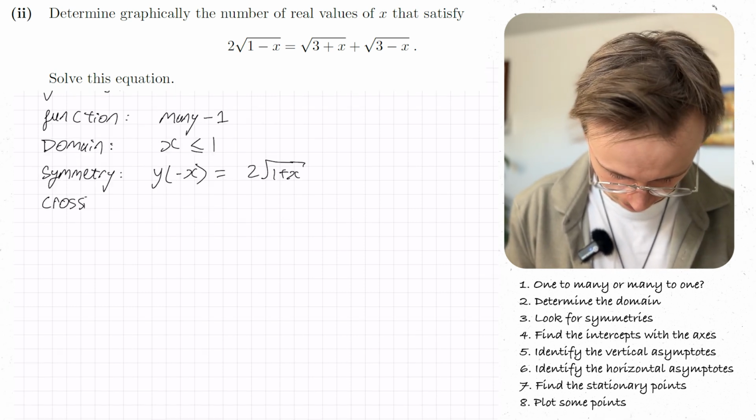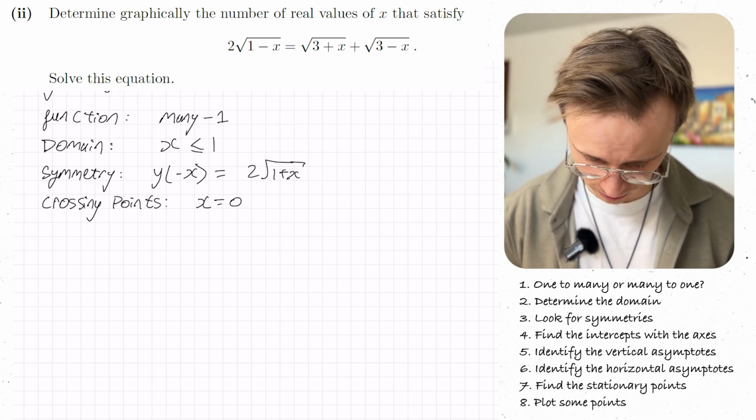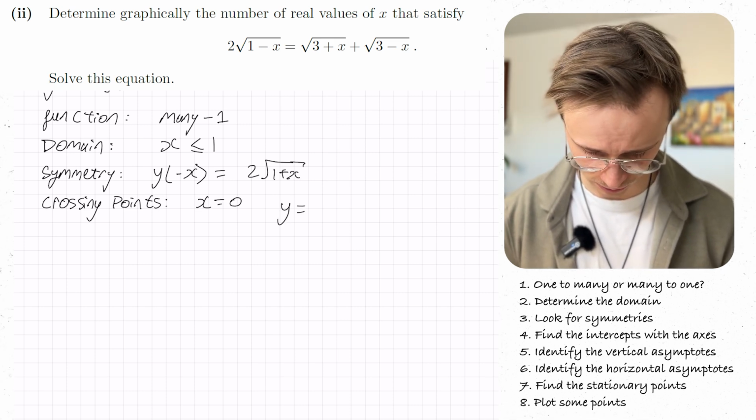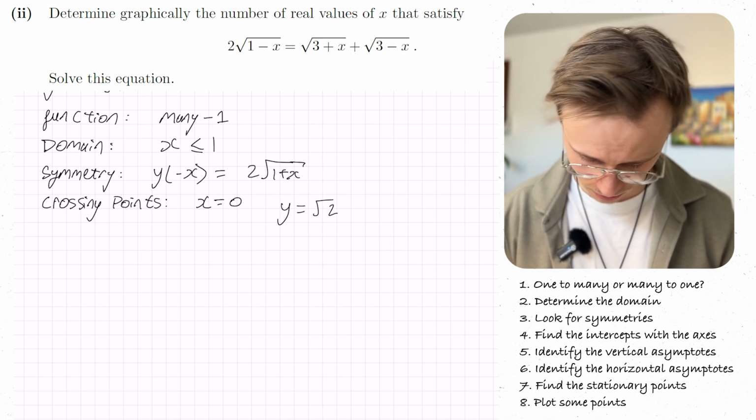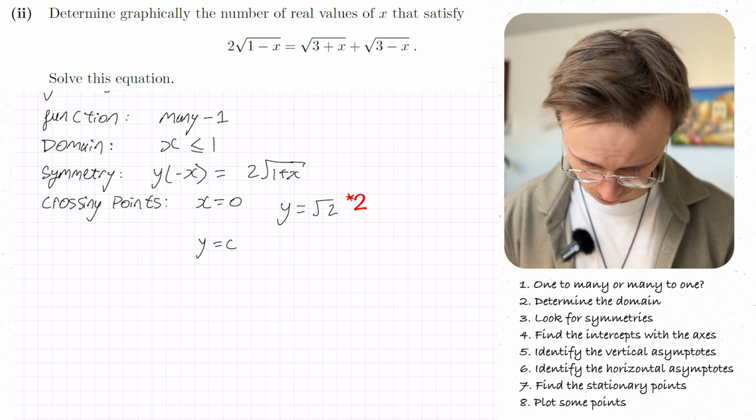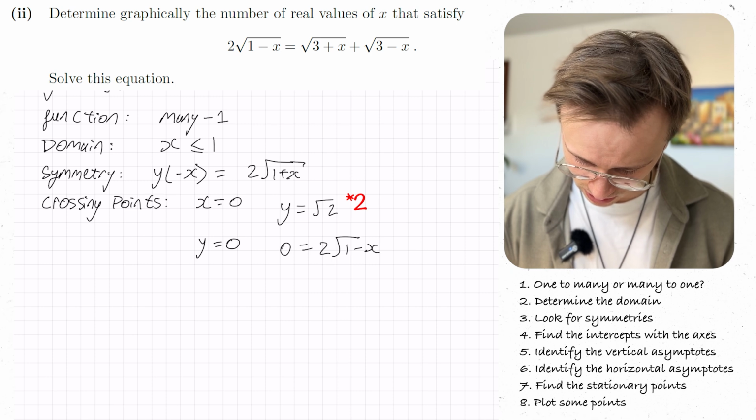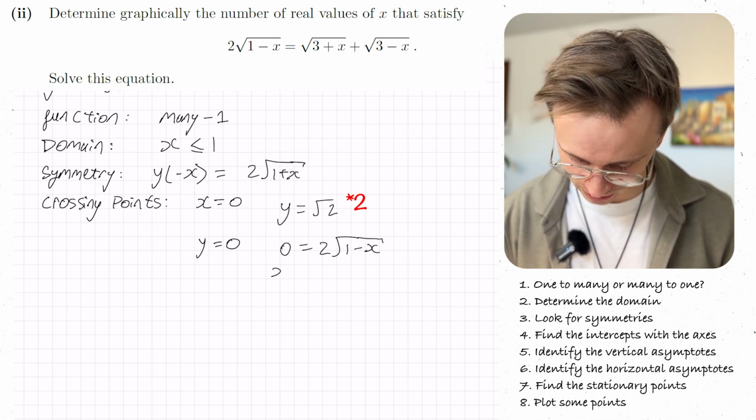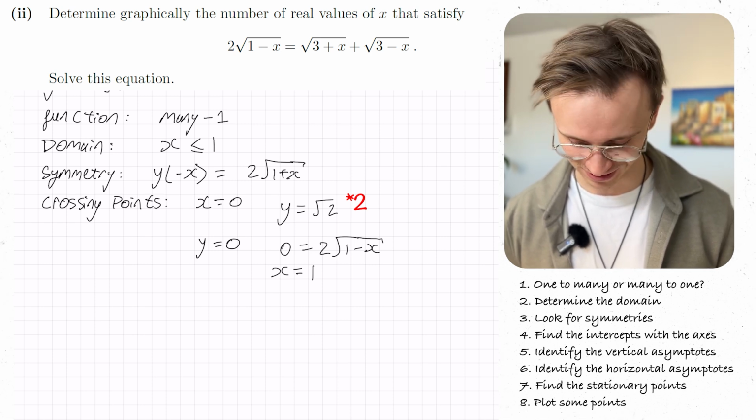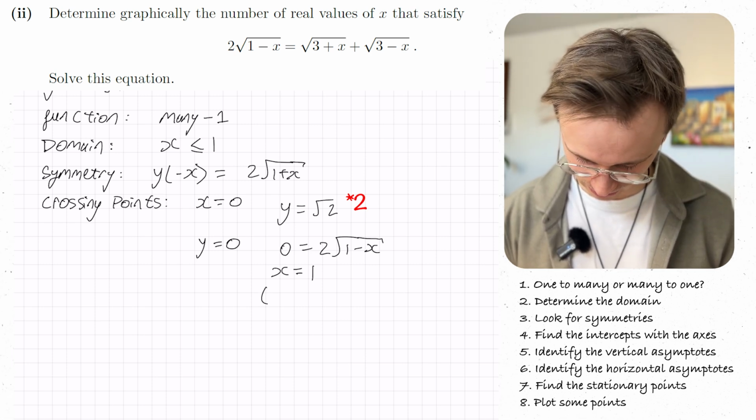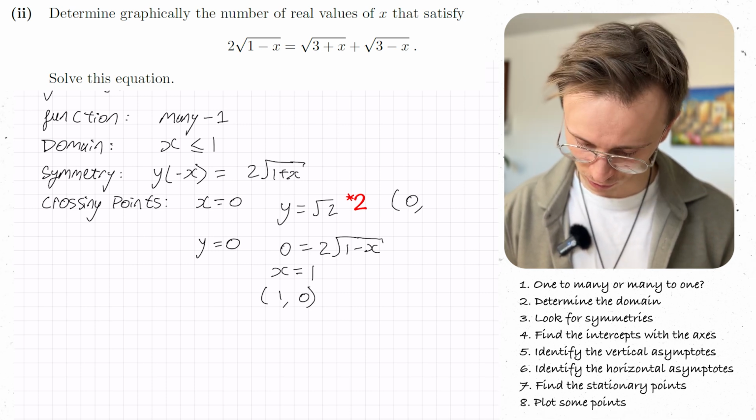Crossing points, well, I have x equals 0 gives me y equals the square root of 2, and at y equals 0 I have 0 equals 2 root 1 minus x. So here it's easy to see that at x equals 1 I will have an x-intercept. That's useful, the first x-intercept we've had. So that's at 1 comma 0, and that's at 0 comma root 2.